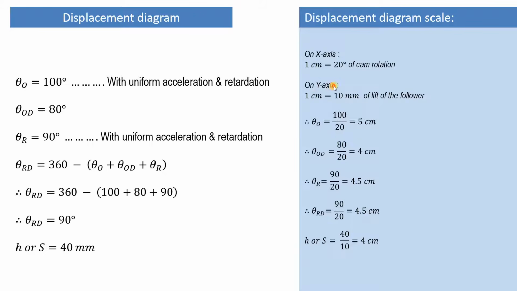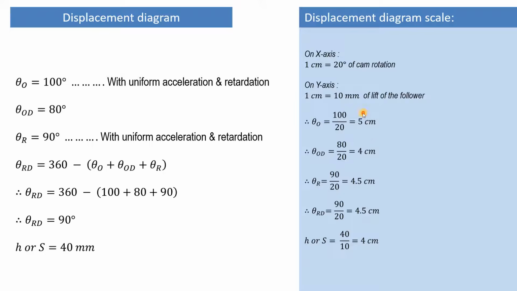Now on y-axis the scale is 1 centimeter is equal to 10 mm of lift of the follower. So lift of the follower is given as 40 mm, so 40 divided by 10, so it is nothing but 4 centimeter. So we can say that outstroke we have to draw with 5 centimeter, outstroke dwell with 4 centimeter, return stroke 4.5 centimeter, and return dwell 4.5 centimeter.